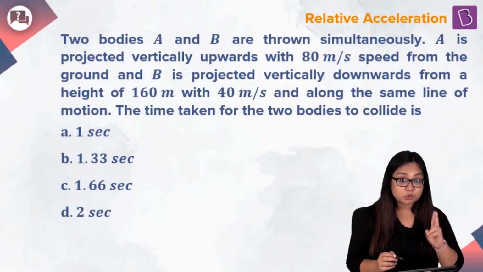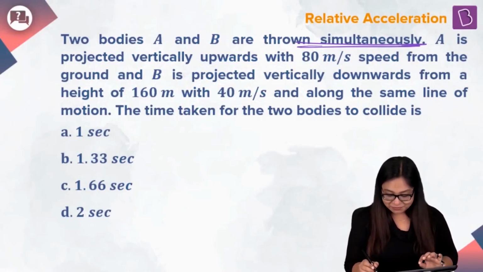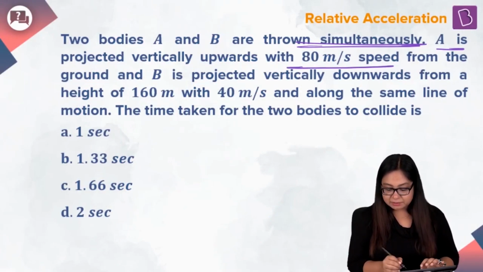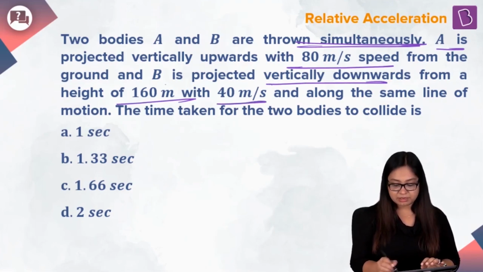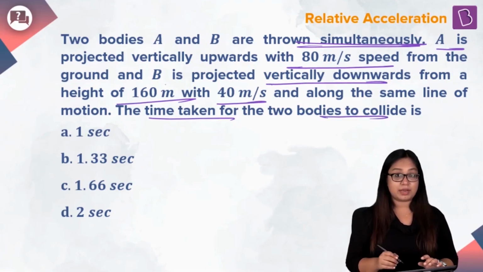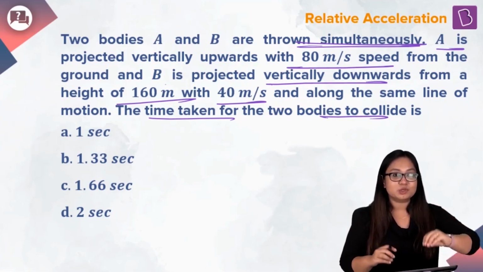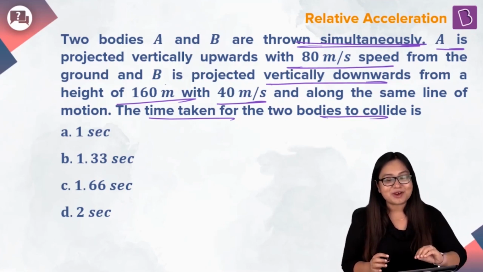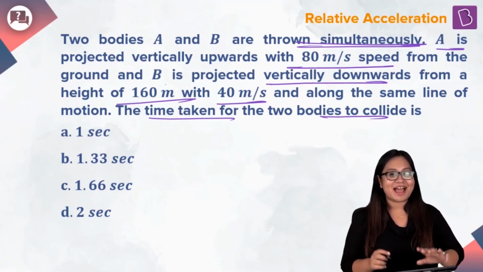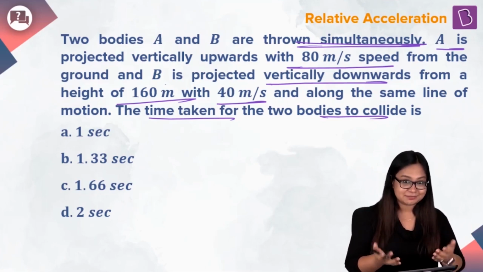Now here it is given that two bodies A and B are thrown simultaneously. This is the keyword here. A is projected vertically upwards with 80 meter per second speed from the ground, and B is projected vertically downwards from a height of 160 meter with 40 meter per second along the same line of motion. We have to find the time taken for the two bodies to collide. So here both the bodies are projected at the same time, so their motions are happening exactly simultaneously. And here I can stop one of them, use relative motion and solve the problem easily. No need to tackle two separate motions here, right?